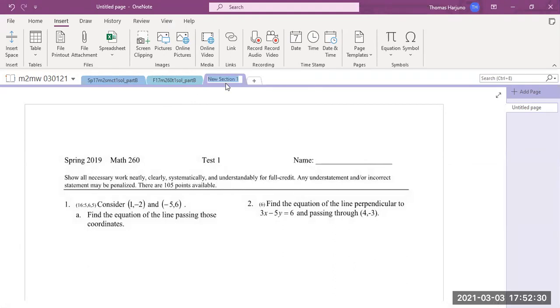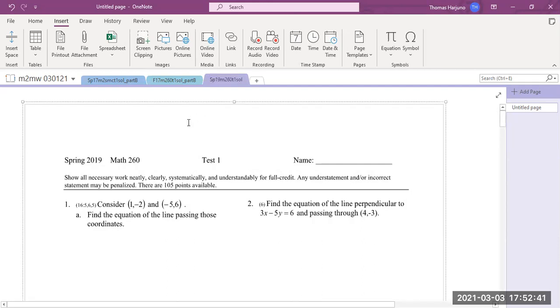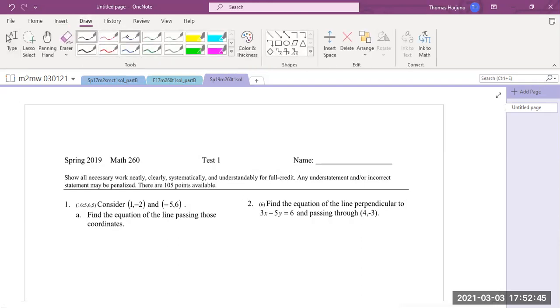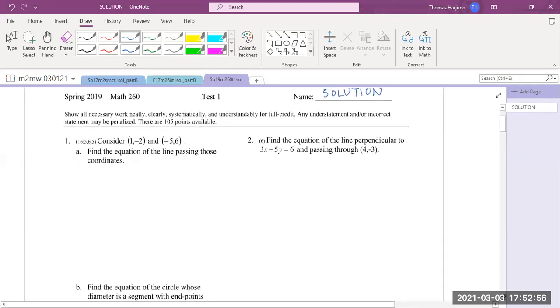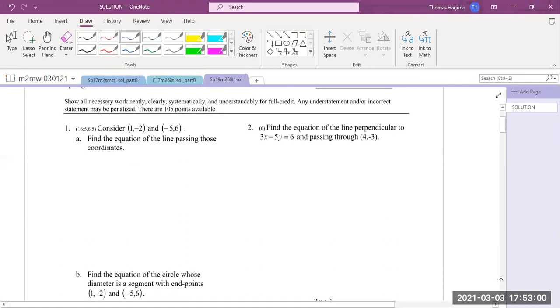This is the Spring 19 Math 260 Test 1 solution. Let's take a look how far we can do in this problem. This question is very similar to what we did before. Consider these two coordinates. Find the equation of the line passing through those coordinates. The first step, I need to find the slope, which is y2 minus y1 over x2 minus x1. This is 8 over negative 6. That's negative 4/3. That's the slope.